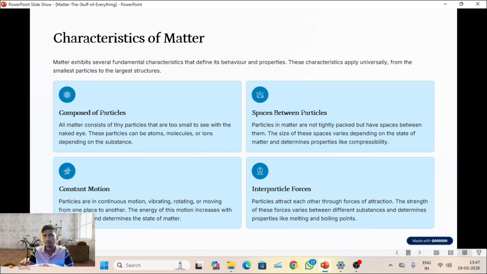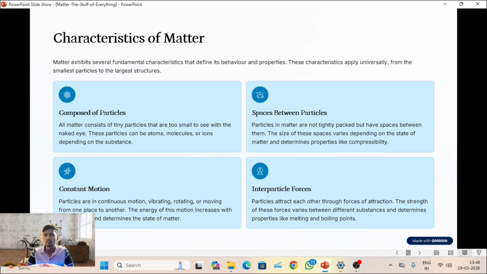These particles can be atom, molecules, ions, depending upon the substance. There is always a certain space between these particles, which is known as intermolecular spaces. Particles in matter are not tightly packed, but have spaces between them. The size of these spaces varies depending on the state of matter and determining properties like compressibility. For example, the solid has very less intermolecular space, whereas the liquid has more than that, and the gaseous form of matter has most intermolecular spaces between the atoms.